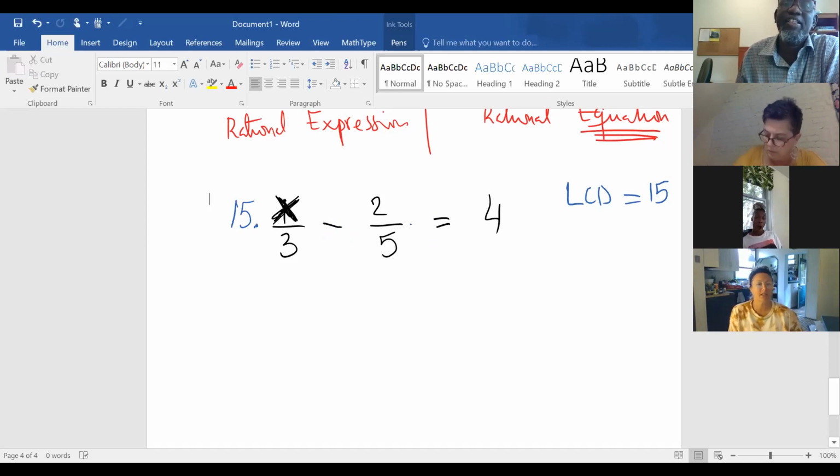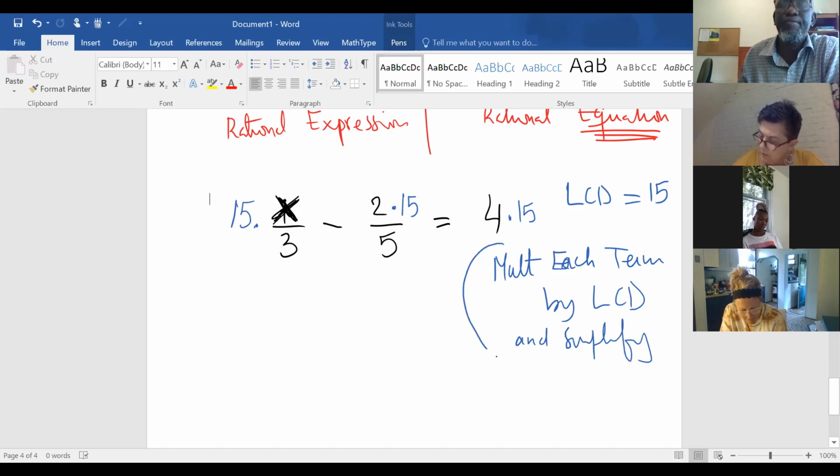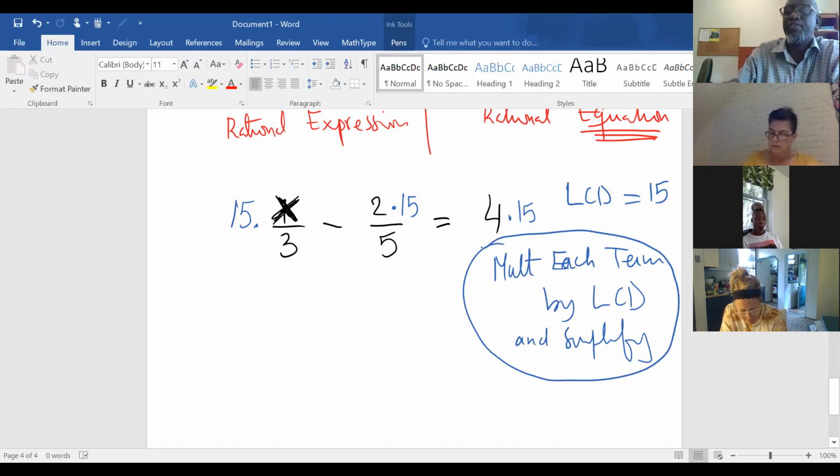Exactly. You have to multiply everybody by the LCD. We're going to put 15 everywhere. So what we say here is multiply each term by the LCD and simplify. That is what you're going to do every time we have a rational function. That is the simplest way to do it.